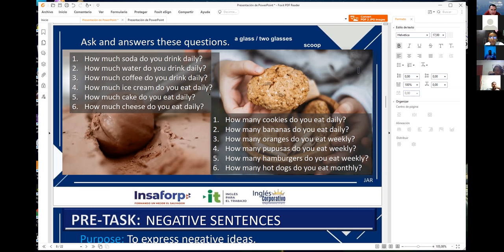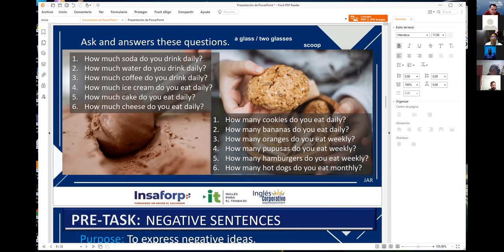So you say, how much ice cream do you eat daily? I don't eat ice cream daily, you say. I eat ice cream on weekends. I eat 2 scoops of ice cream on the weekend. Okay, that's all right. How much cake do you eat daily? And you say, no, I don't eat cake daily. I eat cake only at birthdays. Okay, at birthday parties.